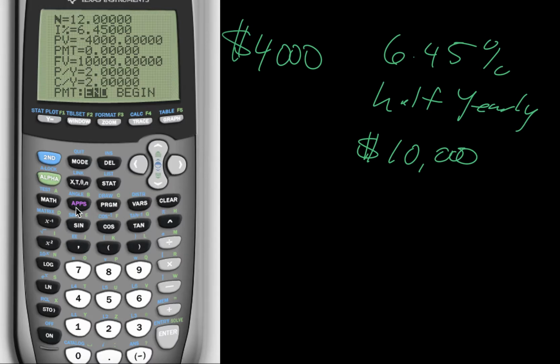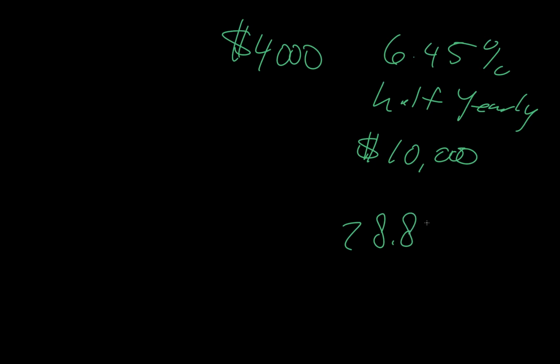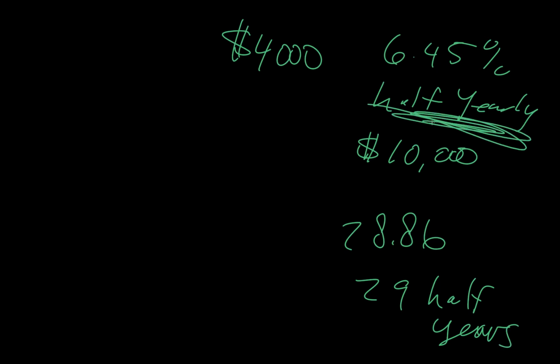We want it to calculate N, so make sure we highlight N, alpha, solve, and it gives us the number 28.86. So if we just round that, 29 half years is what that means, because we were compounding in half years. And so if we want to know how many years, we just need to divide that by 2, and so the answer is going to be 14.5 years.